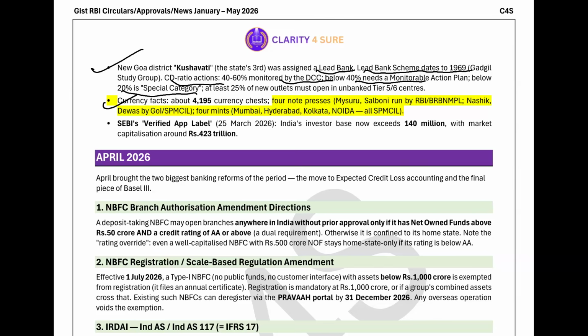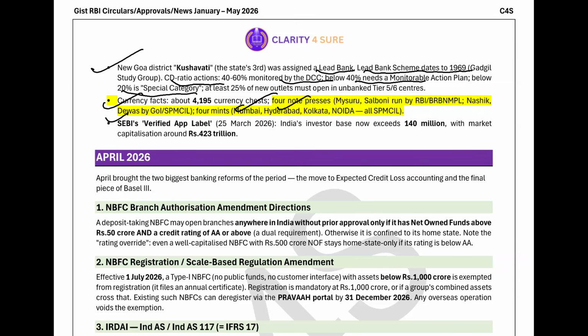Now, currency facts: about 4,195 currency chests. 4 note presses: Mysuru, Salboni, run by the RBI through BRBNML, and Nashik, Dewas, run by the GOI through SPMCIL. 4 mints: Mumbai, Hyderabad, Kolkata, Noida, all SPMCIL. Okay, this is important again from the SEBI point of view.